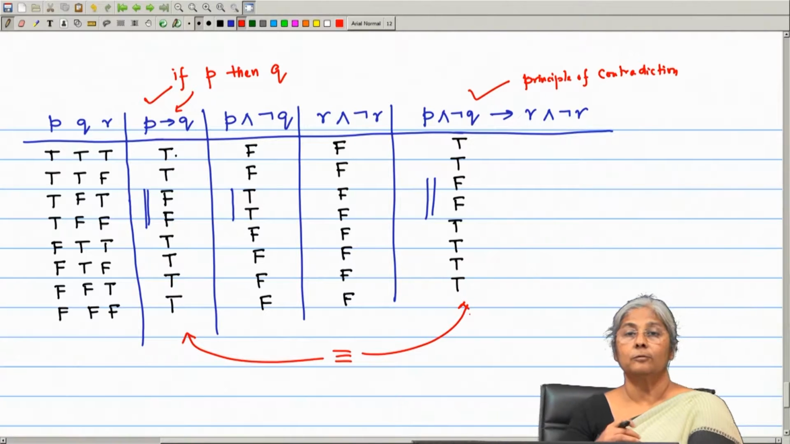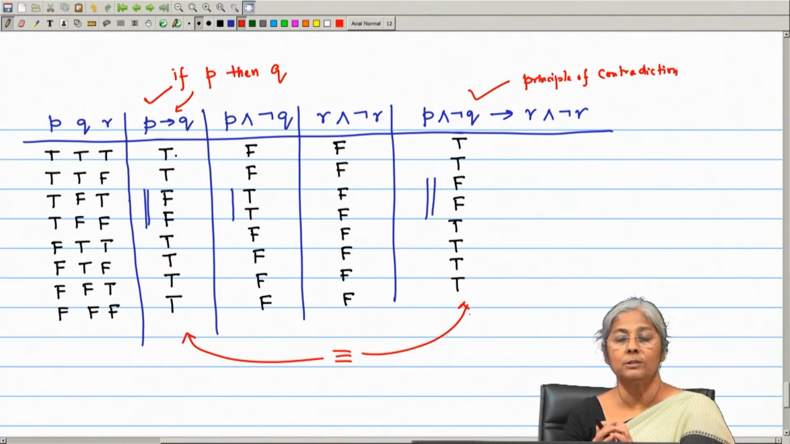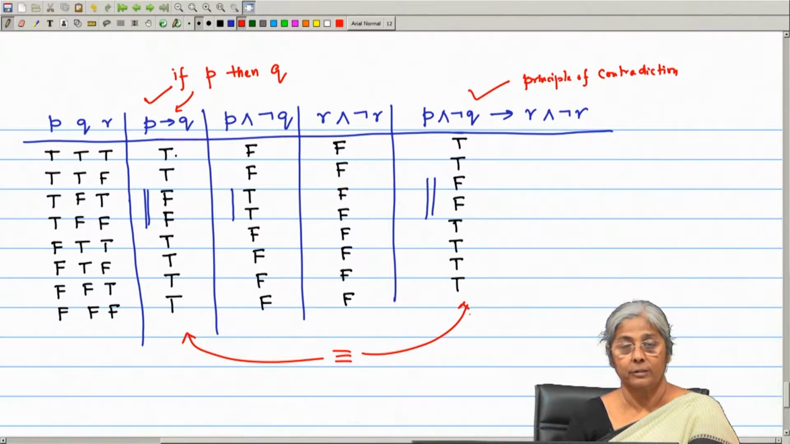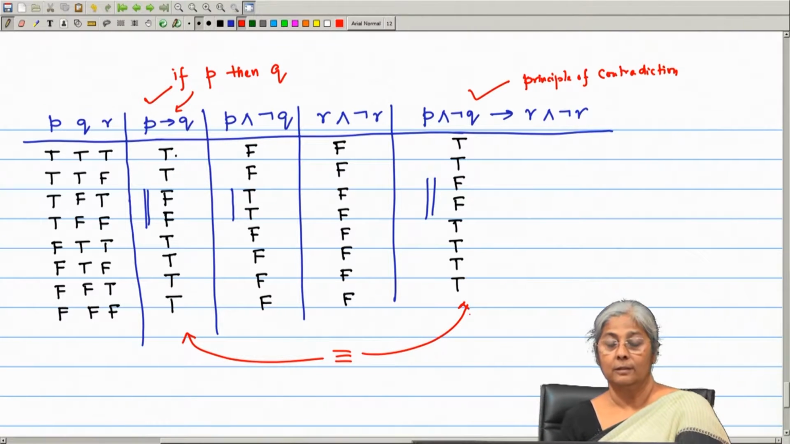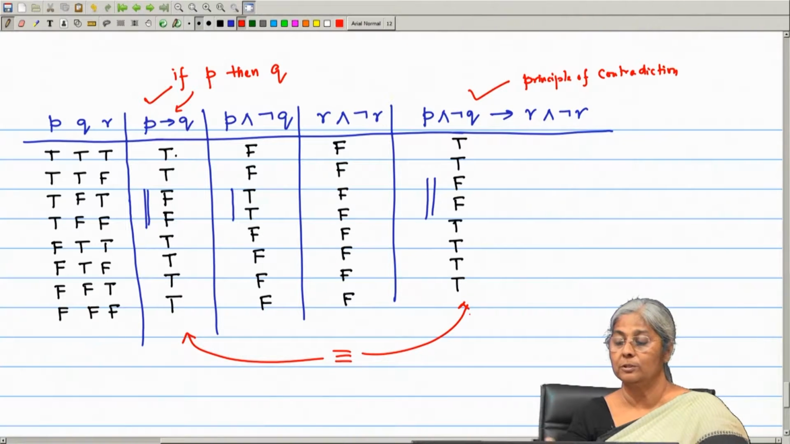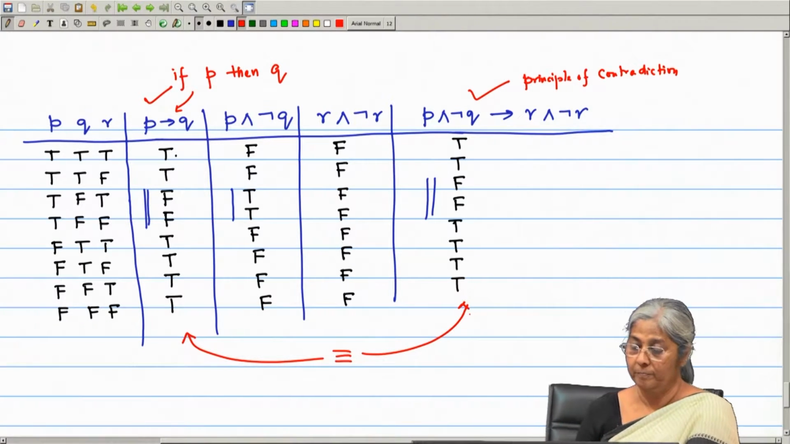So, the technique that we are using in the contradiction method is proved to work properly. That means P implies Q, the theorem to be proved, that means the proposition, is equivalent to P and negation Q implies R and negation R. So, this is the basic principle of contradiction.